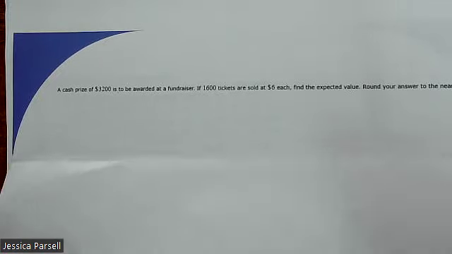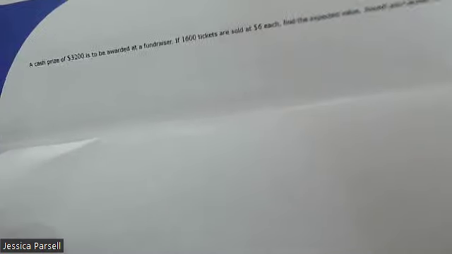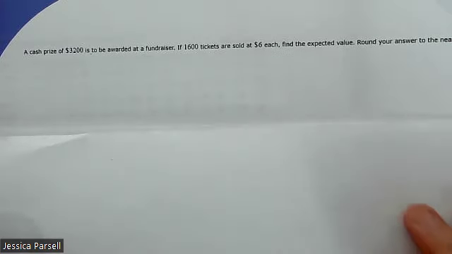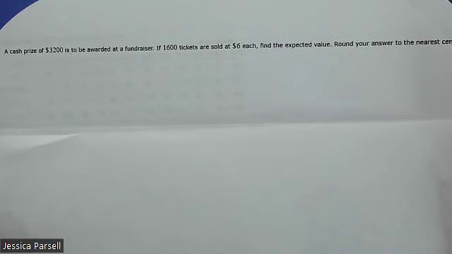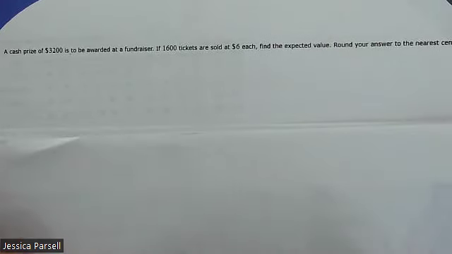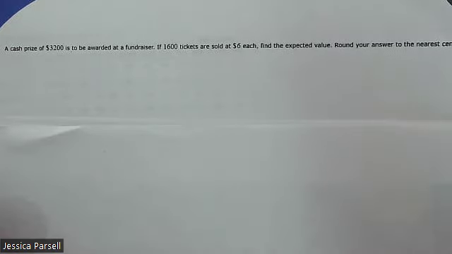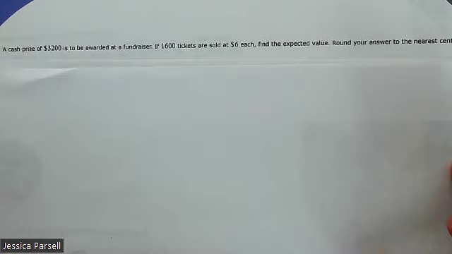A cash prize of $3,200 is to be awarded at a fundraiser. If 1,600 tickets are sold at $6 each, find the expected value and round your answer to the nearest cent. Okay, so I like to make a chart when I'm trying to find expected value. So let's make a little chart here. As a matter of fact, give myself a little more room.